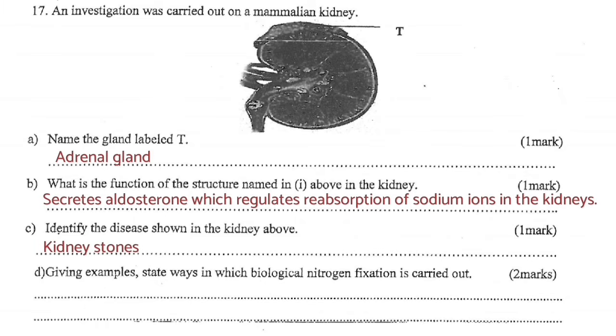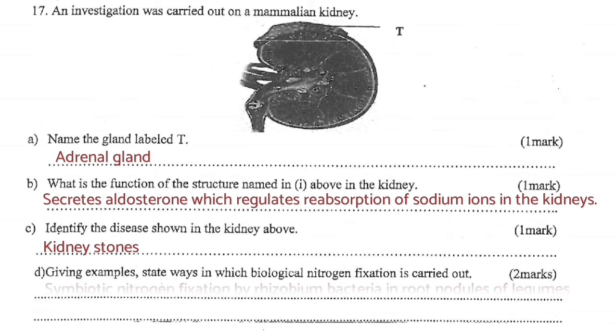Part D, giving examples, state ways in which biological nitrogen fixation is carried out. So nitrogen fixation is carried out in two ways: biological nitrogen fixation that involves living organisms, and the non-biological way that involves lightning.